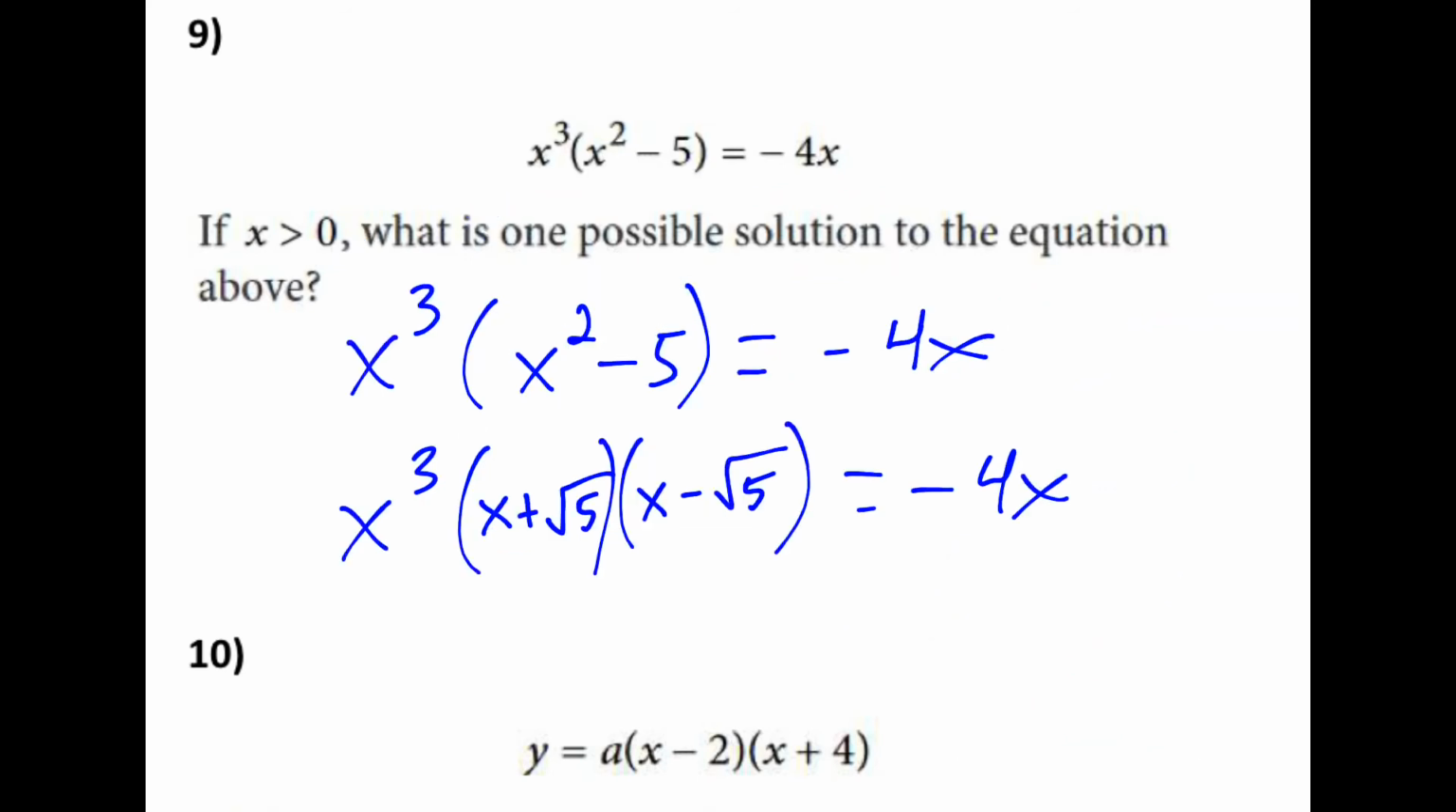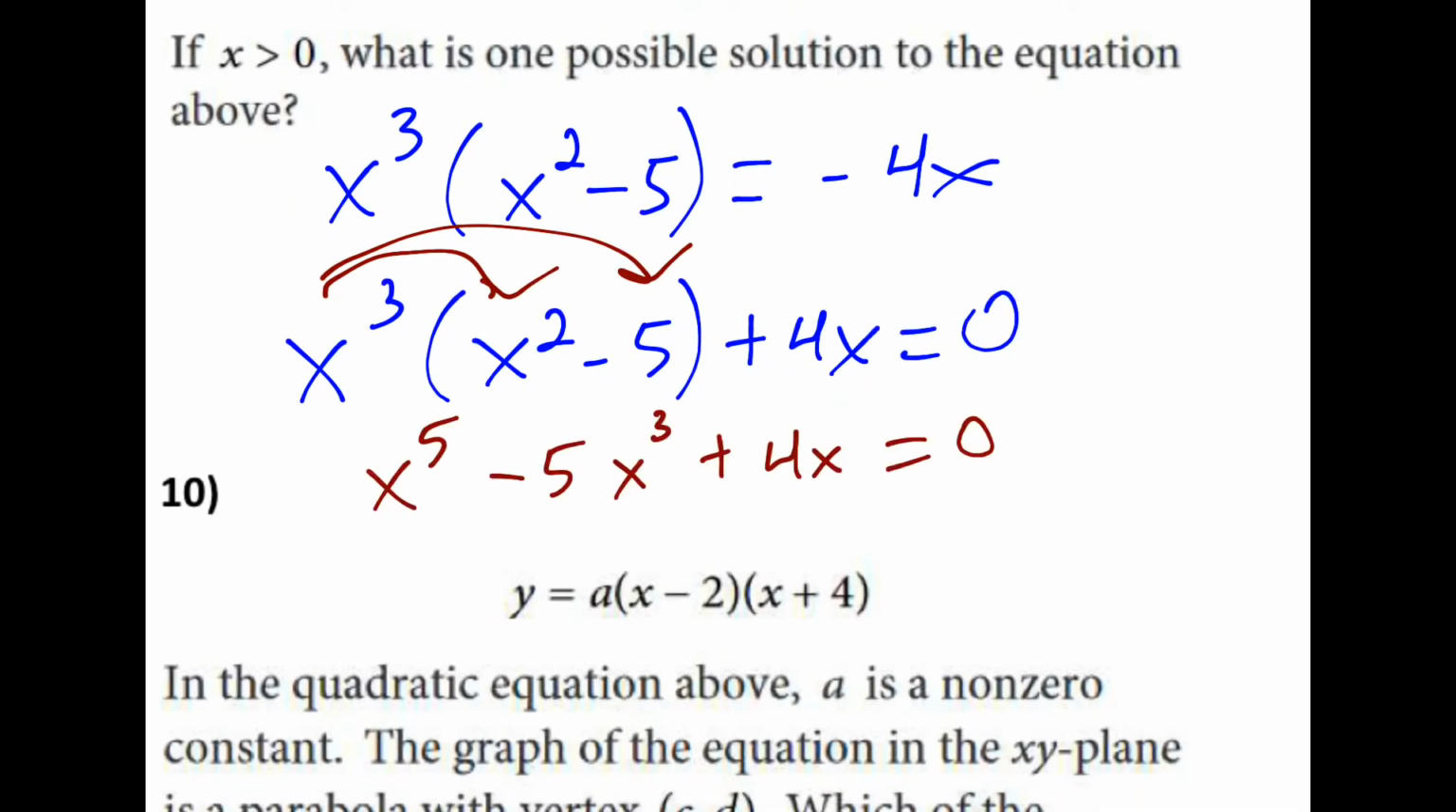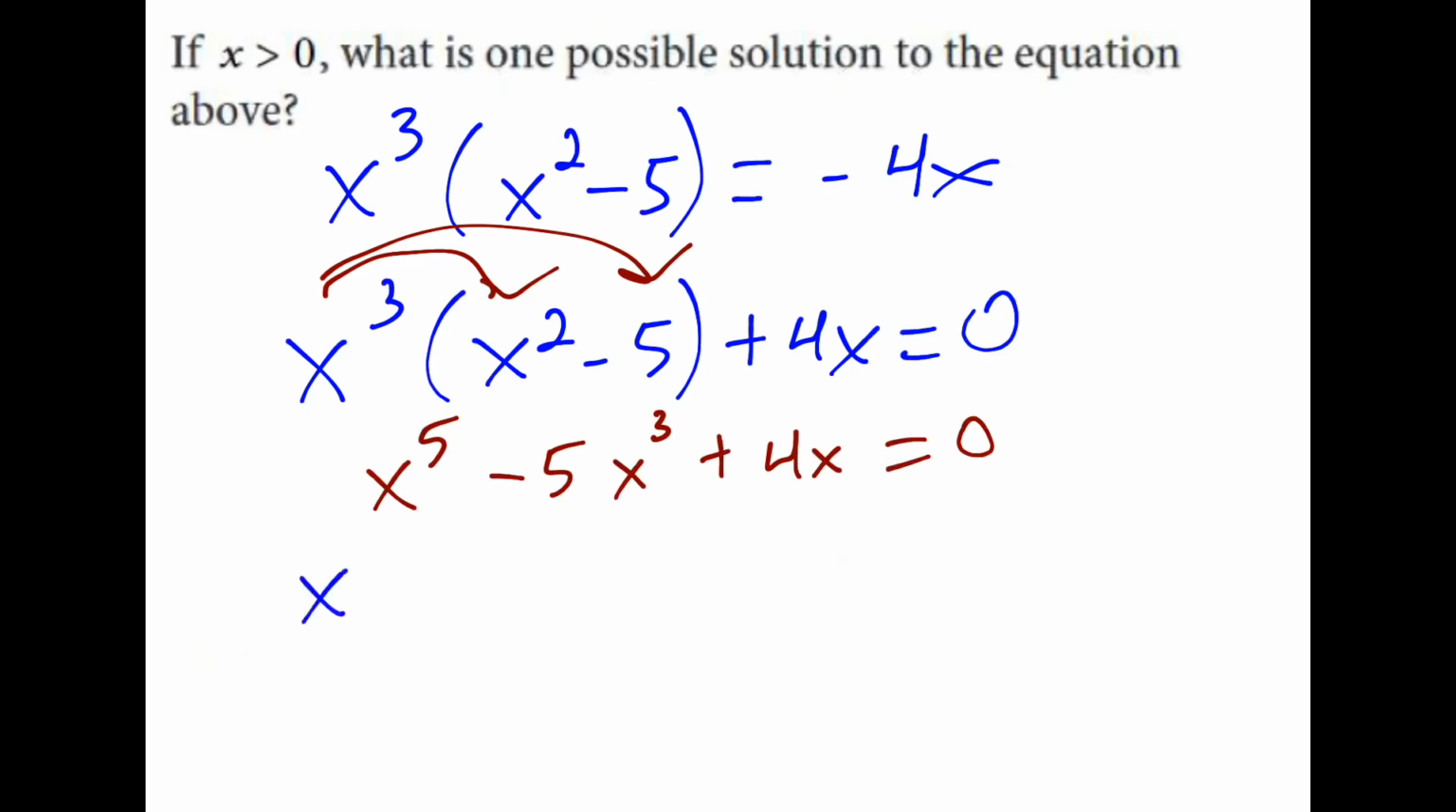You might be tempted to try to use the difference of squares, where a squared minus b squared can be factored into a plus b times a minus b. But 5 here is not a perfect square, so it's hard to really factor those. That doesn't really do anything for you. So let's instead move the 4x over and go ahead and distribute this x cubed. And then all three of my terms have an x that I can factor out. So this might become x times x to the 4th minus 5x squared plus 4 is equal to 0.